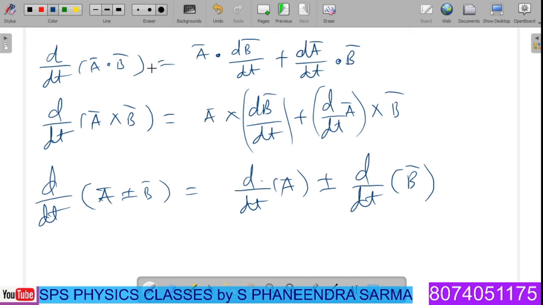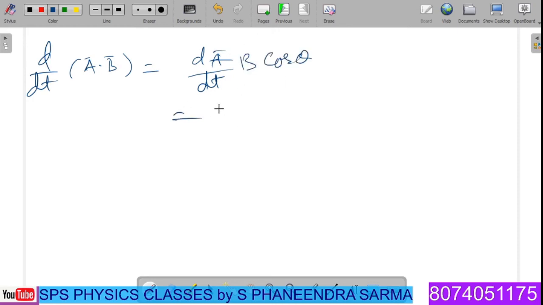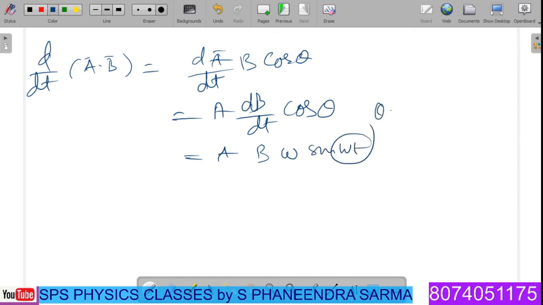that b, or any one of the quantities, is nothing but a constant quantity. Here, further elaborating this particular system, d by dt of a bar dot b bar. In such a case, you can write it as dA bar by dt and b cos theta because of the dot product, or a into dB by dt of cos theta, or you can write it as AB into omega into sin omega t, because theta is equal to omega t. Upon differentiation of cos theta we get omega, so I will just write it like this.